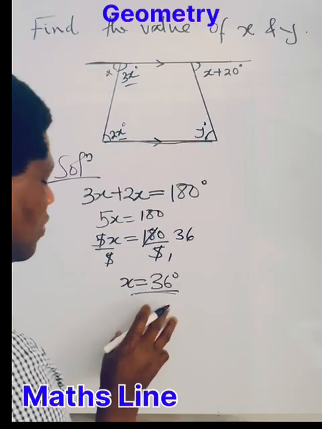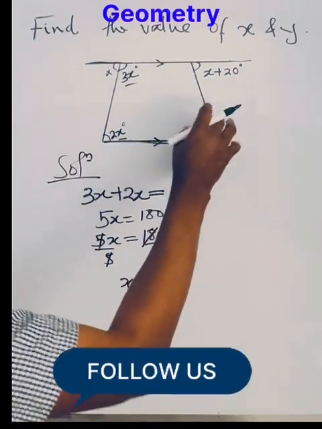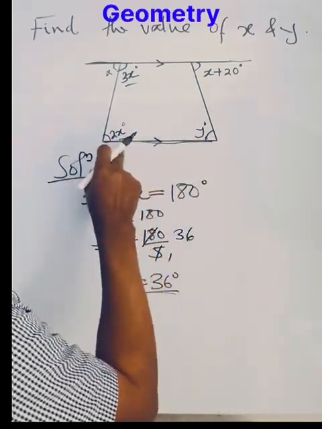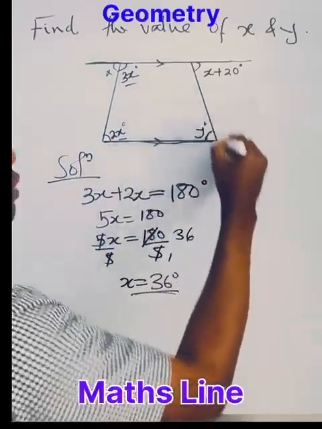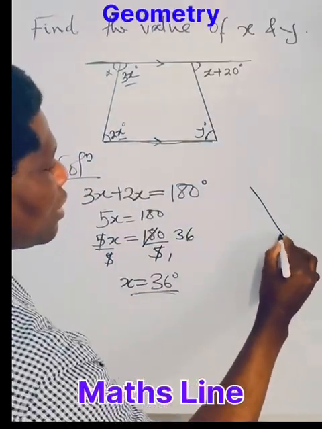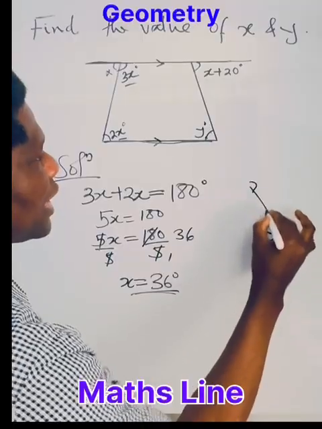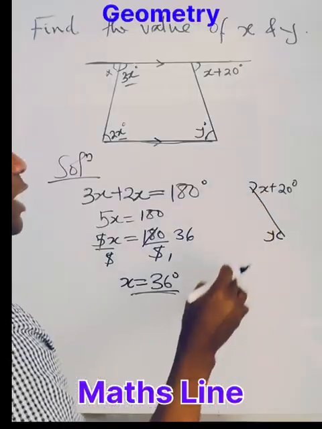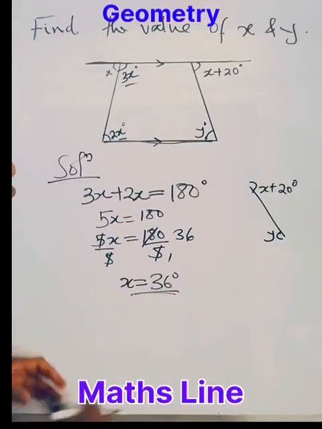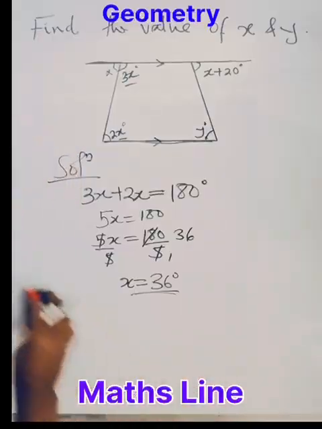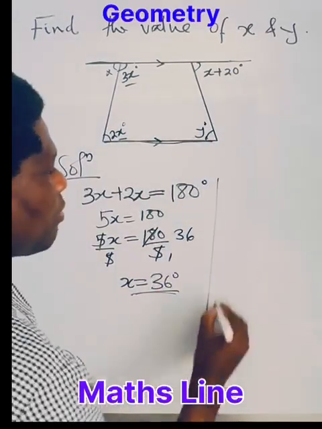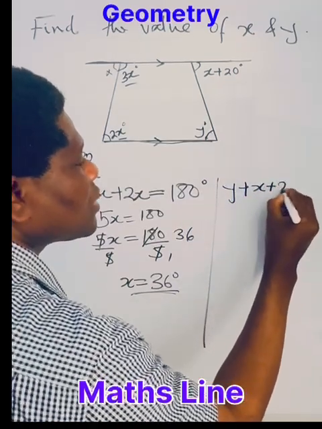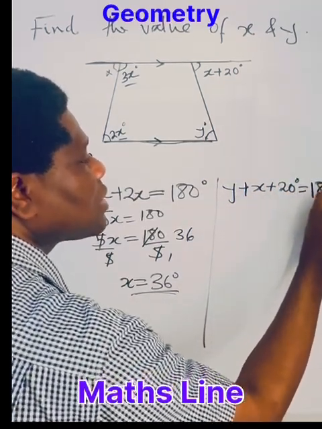Now that we have gotten the value of x as 36 degrees, how do we get the value of y? Don't forget that I gave an illustration where I said this is equal to this. If I take it out this way, we have an angle here, and this is our y, and this is x plus 20 degrees. This is also equal to this, because they are both alternate angles. So if that be the case, let us apply the law, which means that y plus x plus 20 degrees is equal to 180 degrees.